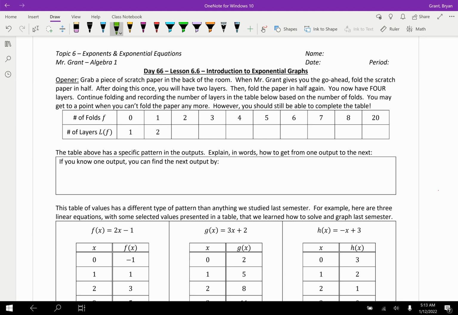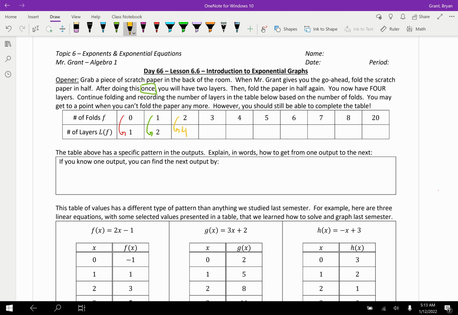So originally when you have the paper, there's just one layer, there's no folds. Then when you fold the paper once, now you have 2 layers. And so we're going to record this in our table. When you have 0 folds, there's 1 layer. When you fold the paper once, now there's 2 layers. And your goal is to see how long you can fold the paper and how many layers result every time you fold it. If you fold the paper a second time, your 2 layers double, I think, to become 4 layers.